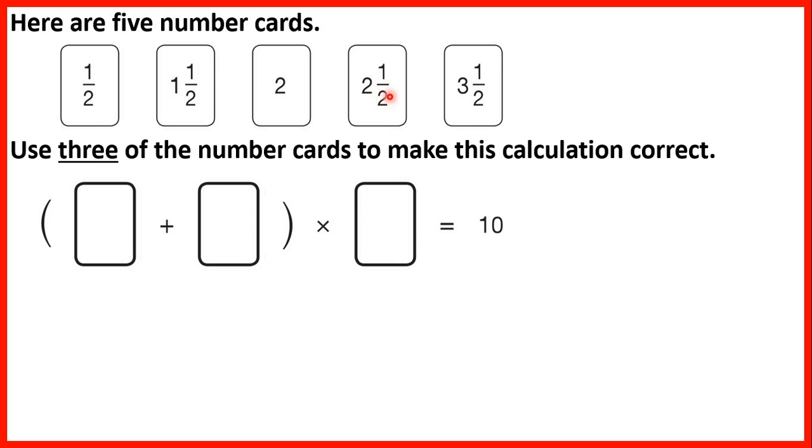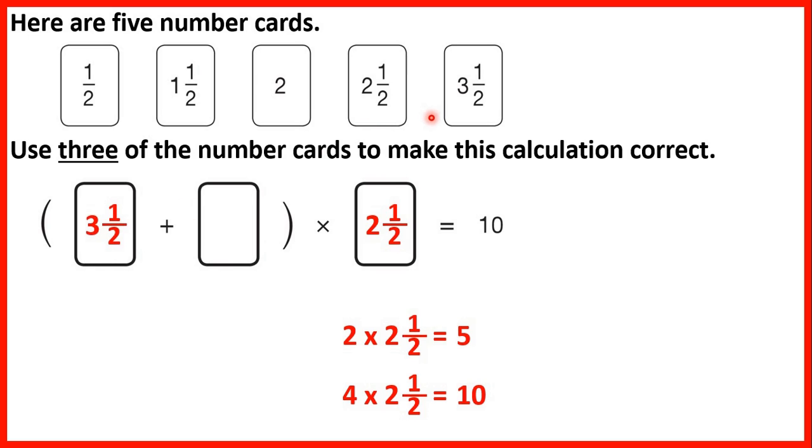We could have 2.5 here, and then we have something in brackets times 2.5 equals 10. Well, we can work out that 2 times 2.5 will be 5, because if we double 2.5, we get 5, and that means 4 times 2.5 is 10. So we need what's in the brackets this time to total 4. If we use 3.5 and 1/2, that gives a total of 4, and 4 times 2.5 is 10.